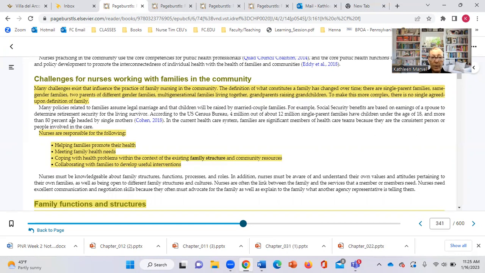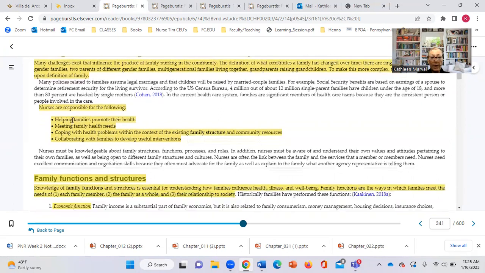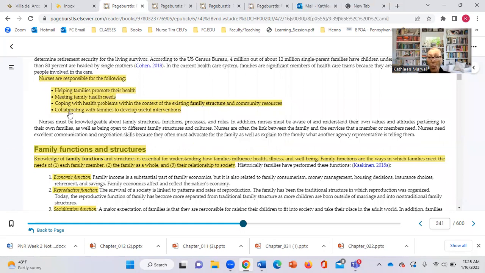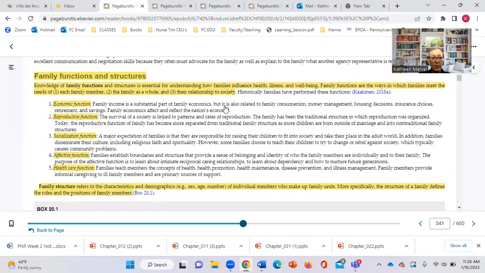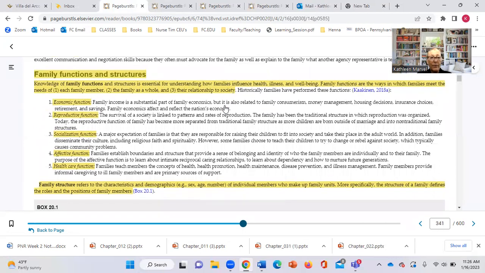We do know that in family nursing, nurses are responsible for helping families promote their health, meeting the family needs, coping with the health problems within the context of the existing family structure and community resources. And then we also collaborate with families to develop interventions. Remember, we're taking our nursing process, our ADPI, and now applying it to the community setting, which we discussed in week 1.